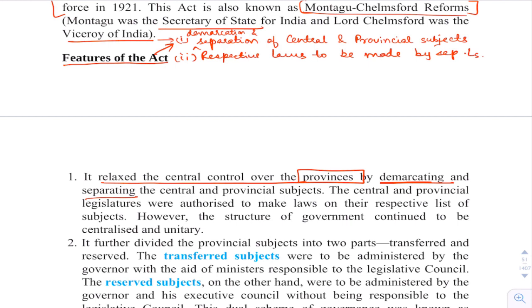However, the structure of government continued to be centralized and unitary. So the structure of government was still centralized, a unitary government, but they separated the subjects. So the third can be: still centralized and unitary structure of government.